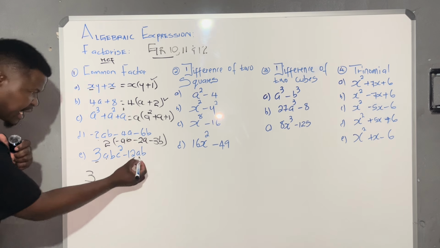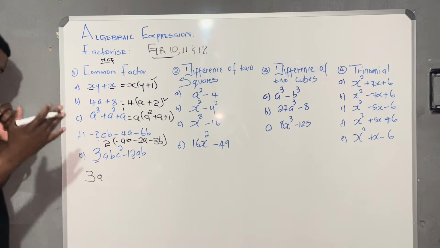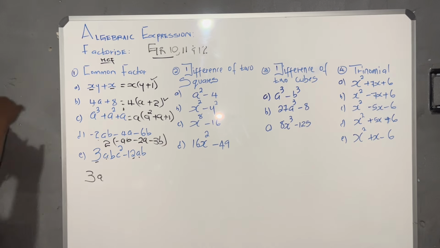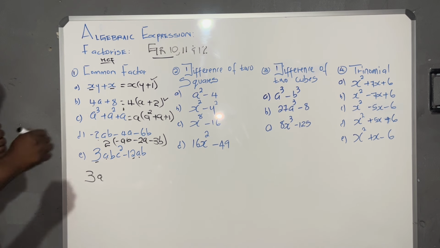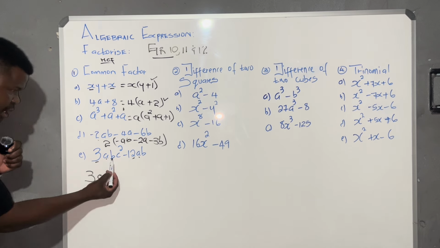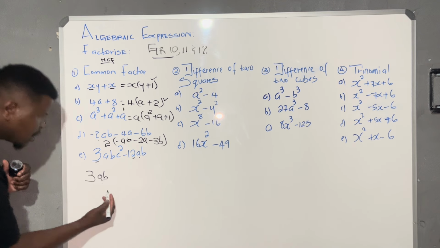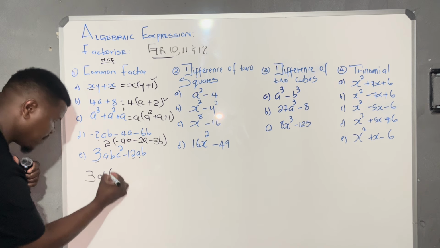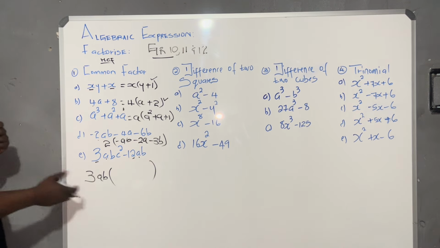And then I'll also take a. Whatever is common, write it outside the bracket. And then you only write what is remaining inside the bracket. Do I have a b? Yes. Do I have c on both sides? No. Now, this is where I can indicate what's remaining.